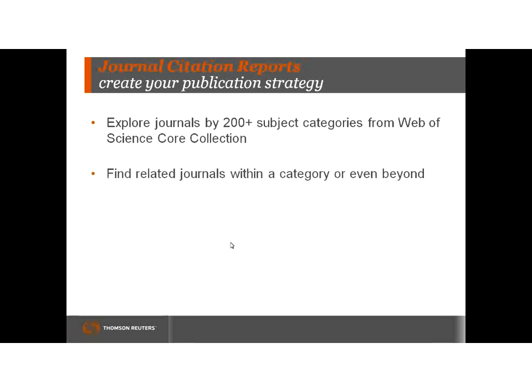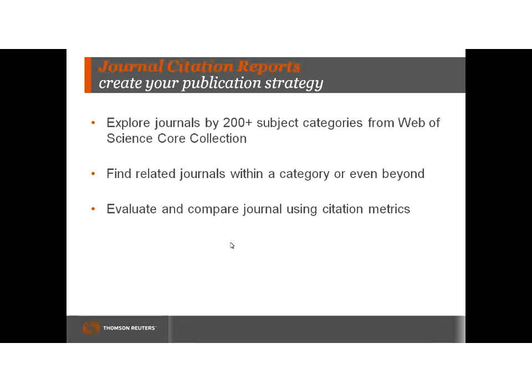Journal Citation Reports help you to find related journals within a certain category or even beyond. And I think this is important for a researcher to know that a certain work, let's say, applied mathematics or chemistry, maybe that research area is probably well connected to other research areas, categories, or other journals. I'm thinking about multidisciplinary journals, for example.